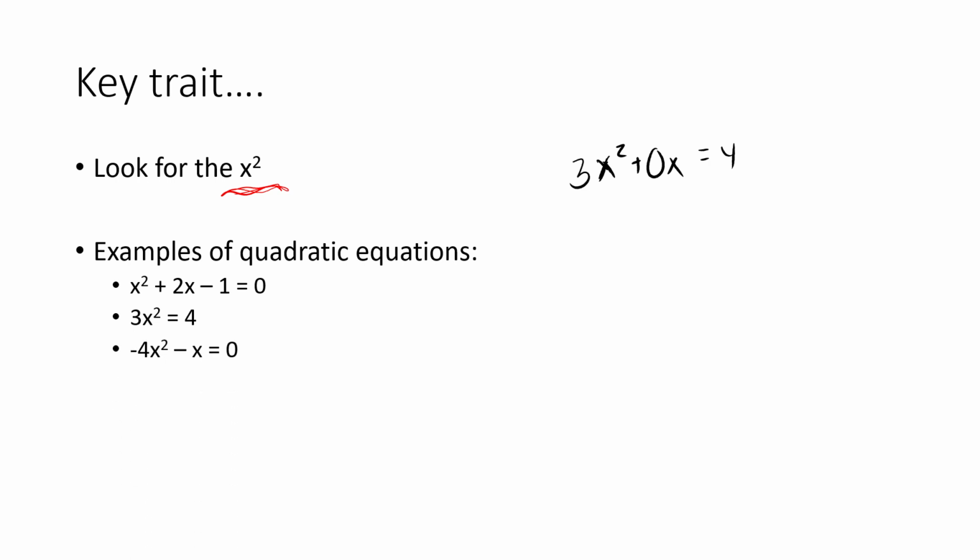This one is missing the constant, so it's negative 4x squared minus x, but you could think of that as negative 4x squared minus x plus 0 equals 0. So in this case, the constant might be a 0, so that would be a quadratic. Now, these ones are ones that you wouldn't necessarily solve because they're not equal to a numerical value. They're equal to y instead. So this might be something that you could graph. You would be looking for the pairs of the x's and y's that would make this true.